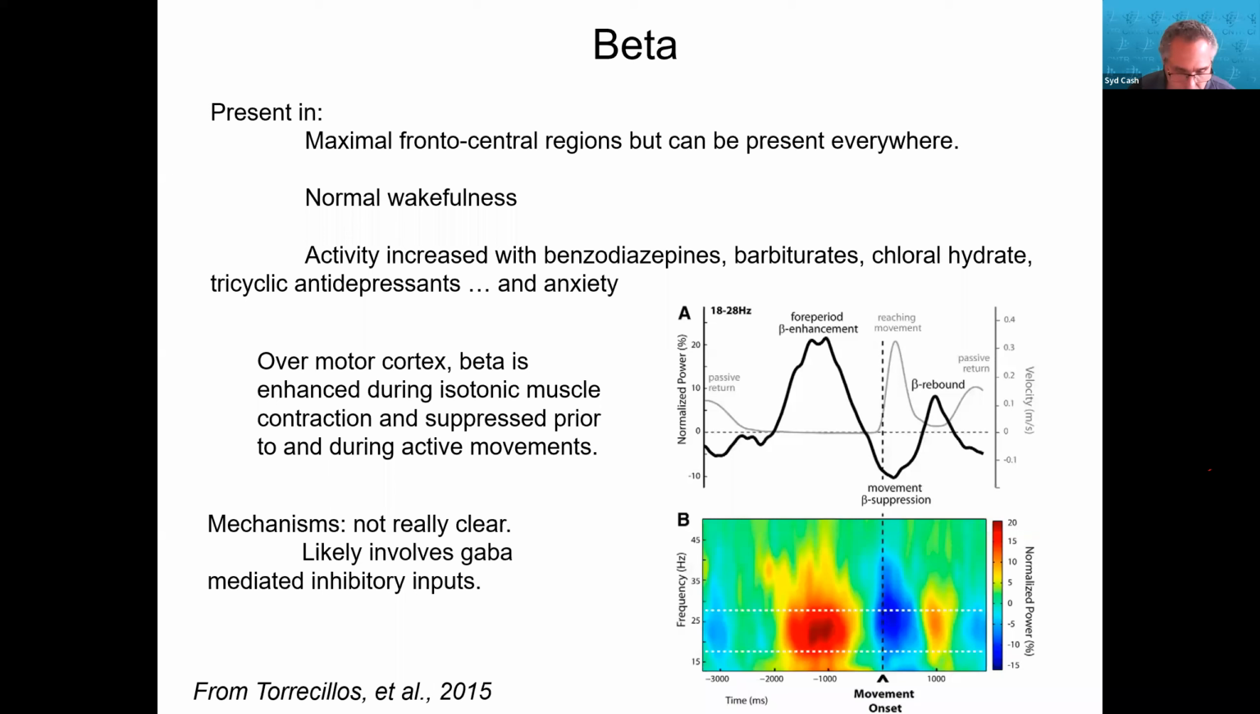The basic idea is that it's going to involve GABA-mediated inhibitory inputs. The majority of evidence for that notion really comes from the fact that the medications that cause a major change in beta activity have very clear GABAergic impact. So it's thought that there's got to be a GABA-mediated part of the pathway resulting in beta band activity itself. But this is really a frequency oscillation that's not very well understood when all is said and done.